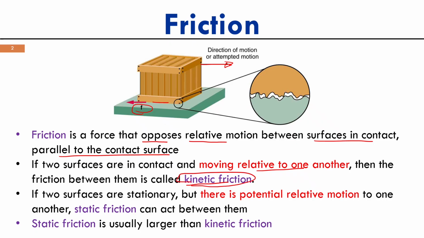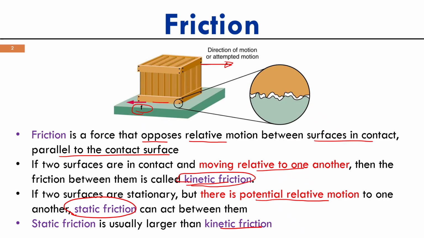But if I'm pulling this box and the box only has a potential movement to the right, it doesn't actually move, then there is static friction. So static friction could occur if there is a potential relative motion. And usually static friction is larger than kinetic friction. So this is the definition of friction.